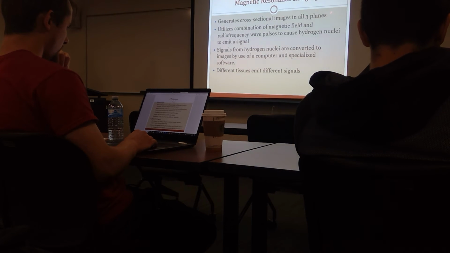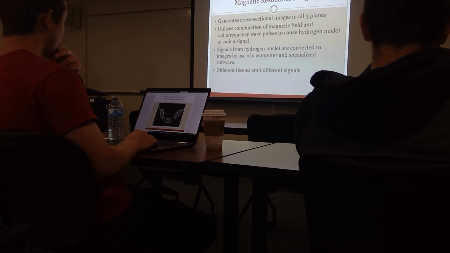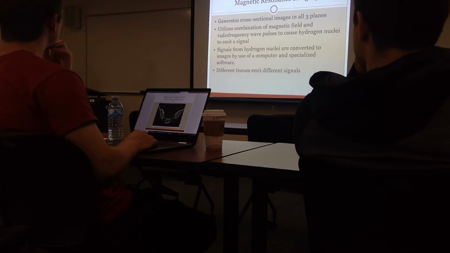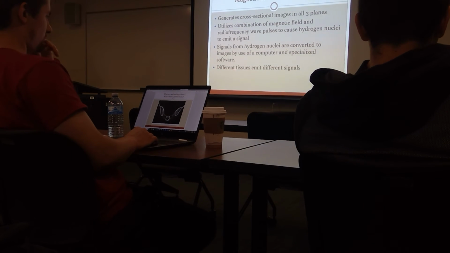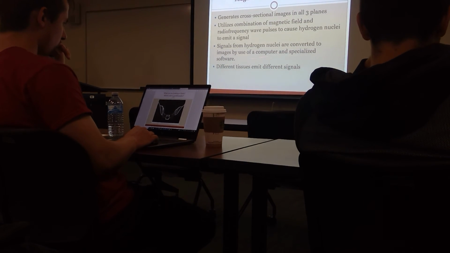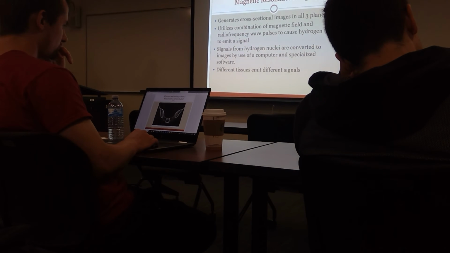So you can get cross-sectional images in all 3 planes like you can do with CT. We use a magnetic field and radio frequency wave pulses to cause the hydrogen nuclei to emit a signal. The nice thing is no radiation. What do we call hydrogen nuclei? How many protons are there in a hydrogen nucleus? 1 proton. So we call it a proton. When people say the protons, they're actually talking about the hydrogen nuclei. Different tissues emit different signals, and the computer and specialized software can do amazing things with this.